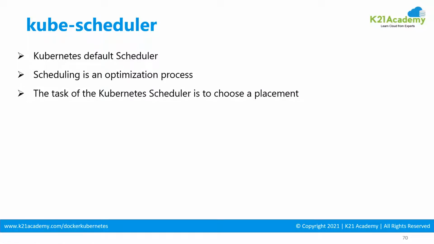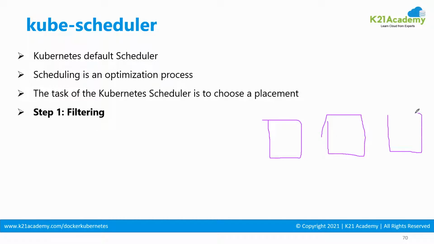The task of the Kubernetes scheduler is to choose a placement, right? And how is it done? It is done in 2 steps. One is filtering. What is the meaning of filtering, guys? Let's say you have 2 or 3 worker nodes here, worker 1, worker 2 and worker 3. Let's say 3 worker nodes are there.